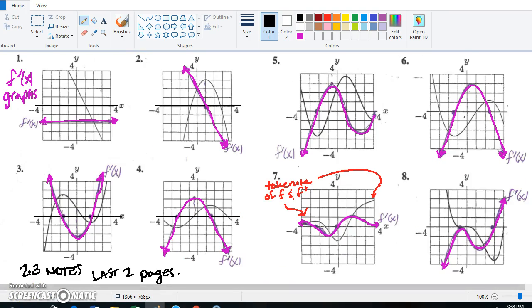Okay, and then the last 8 graphs, some of them are repeats from homework, but here are the answers to the last 8 derivative graphs. So they're drawn there in purple.